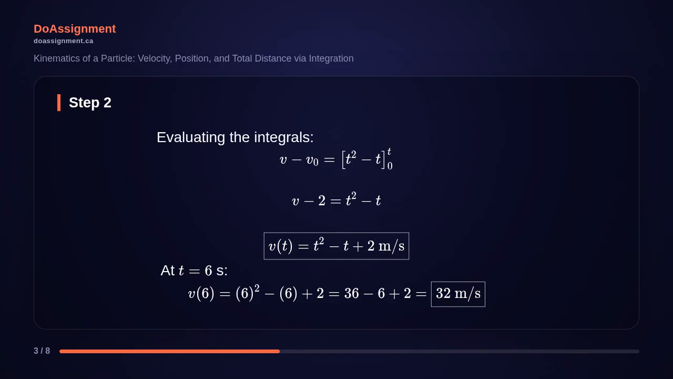Integrating both sides, we get v minus 2 equals t squared minus t. Adding 2 to both sides gives the velocity function. v of t equals t squared minus t plus 2. Plugging in t equals 6 seconds, 36 minus 6 plus 2 equals 32 meters per second.